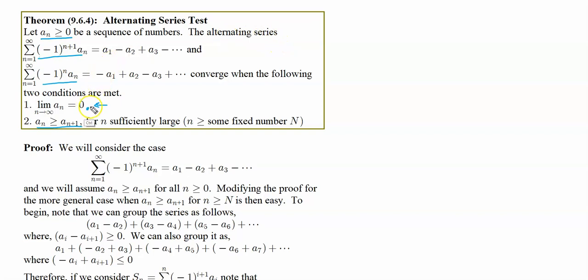Once again, just to quickly summarize here, if you're given a sequence a_n of non-negative numbers, then either of these two alternating series that you create will converge as long as the limit as n goes to infinity of the a_n's is 0, and the a_n sequence is a non-increasing sequence for n sufficiently large. Now, we'll take a look at a few examples first before we consider the proof. So let's look at these examples.